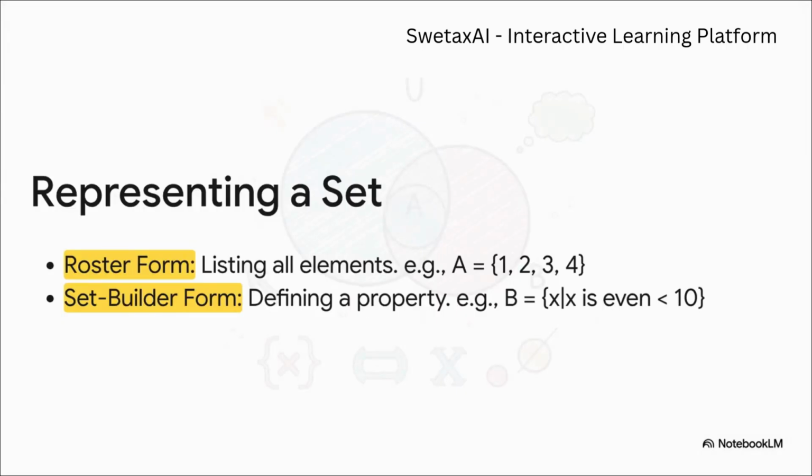Okay, so you're going to see sets written in two main ways. The first is roster form. That's just a straight-up list of the elements. Easy enough. The other is set builder form, which is more like a rule book. It defines the property an element needs to have to get into the club. Both describe the exact same collection, just in a different way.